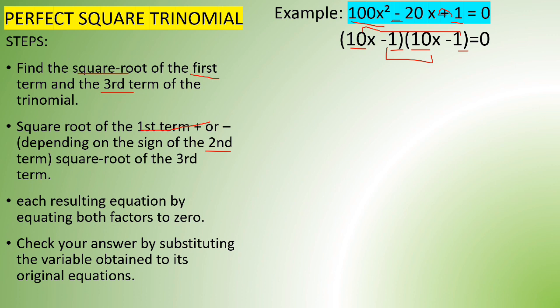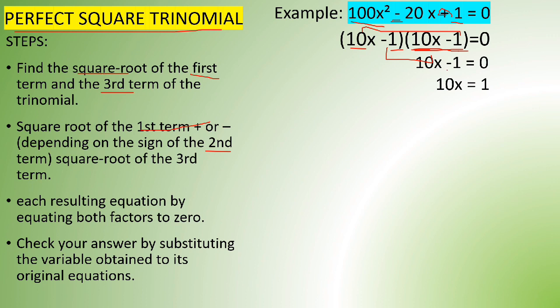Next, bakit pala tinawag na perfect square trinomial? Perfect square trinomial kasi ang factors ay pareho. Okay? So, ito pwede natin siyang isulat ng 10x minus 1 squared. Okay? Next, 10x minus 1 is equal to 0 na. So, since pareho sila, isa lang ang gagamitin natin. Okay? So, ang magiging sagot natin dito ay isa lang. So, 10x minus 1 is equal to 0.